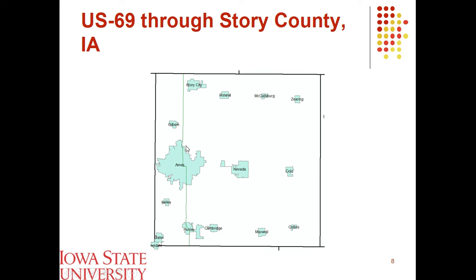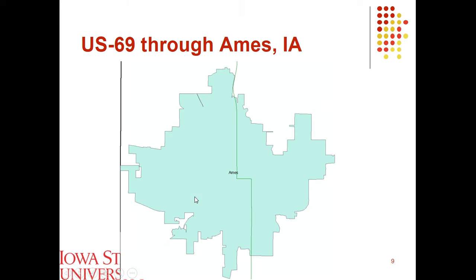This goes back to the concept of trying to identify homogeneous segments for the sake of analysis. It wouldn't really be fair to compare US 69 through Ames, which is a primarily urban setting, to the northern and southern portions, which are primarily rural settings. This is just a close-up of the city of Ames, and we can see US 69 as it runs through the city.